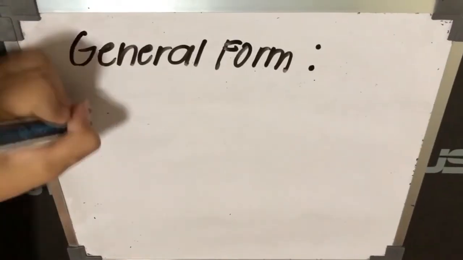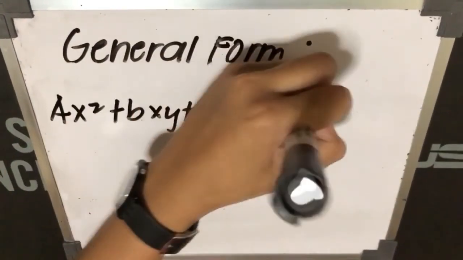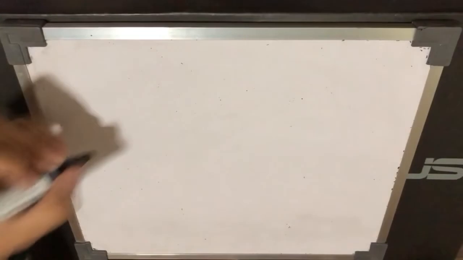The general form of a second-degree equation is ax squared plus bxy plus cy squared plus dx plus ey plus f is equal to 0. I'll only be talking about the circle for now.